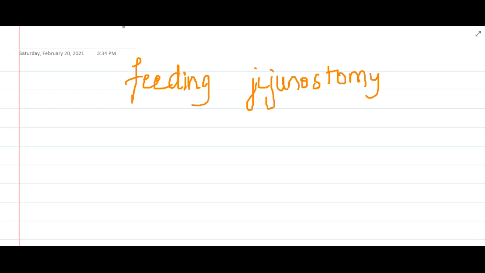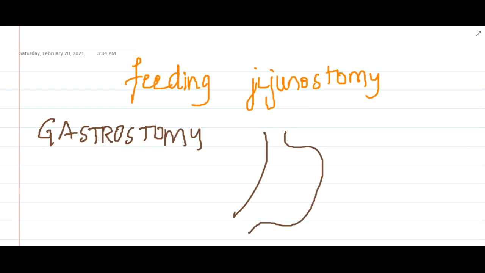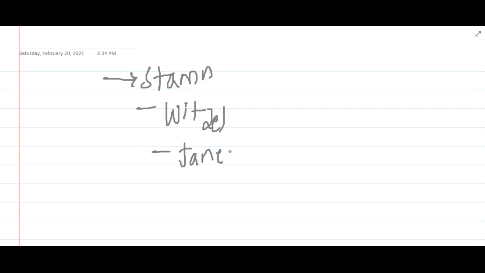So first we will see some important points about gastrostomy. In gastrostomy you are going to put the tube directly into the stomach. The methods of gastrostomy are the Stamm method, Witzel method and Janeway method. But mainly the percutaneous insertion of the gastroscope under endoscopic guidance is preferred. That is called PEG, which is percutaneous endoscopic gastrostomy.